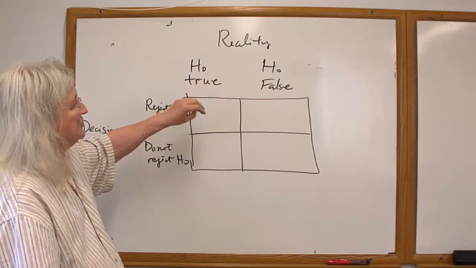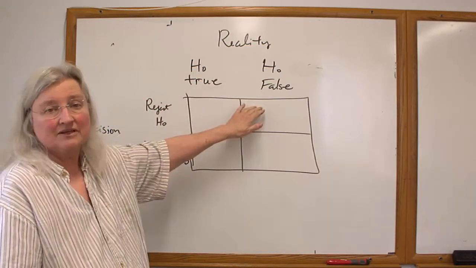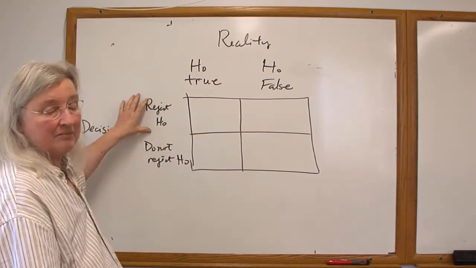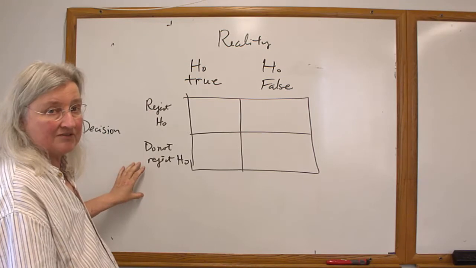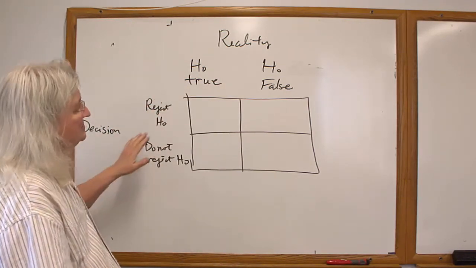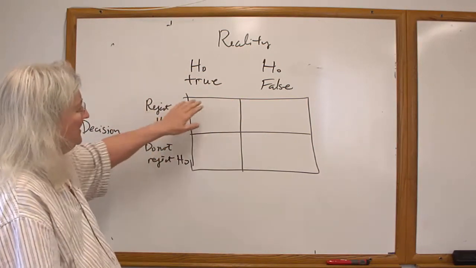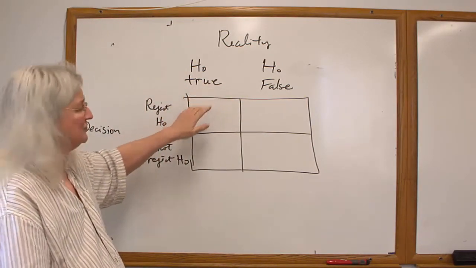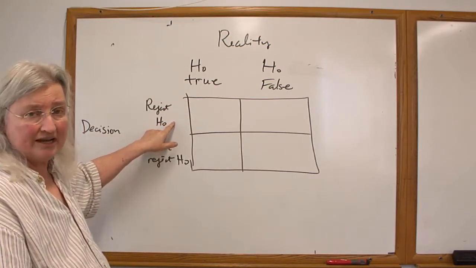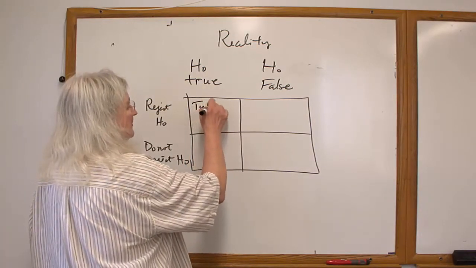So we have two situations. Either the null hypothesis is true or it's not true. And we have two decisions that we're going to make. Either we're going to reject the null hypothesis or we're not going to reject the null hypothesis. So let's consider the consequences of our decisions given the two different possible realities. So if the null hypothesis is true and we reject it, then we've made a mistake because we shouldn't have. So this type of mistake is called type 1 error.